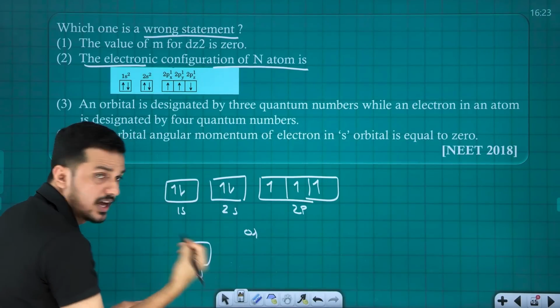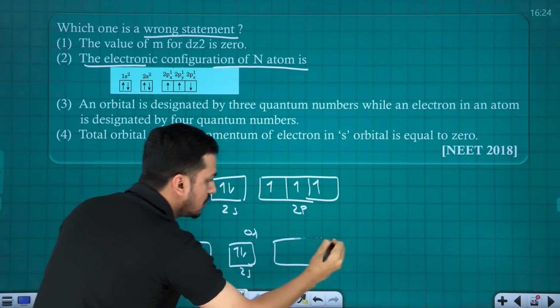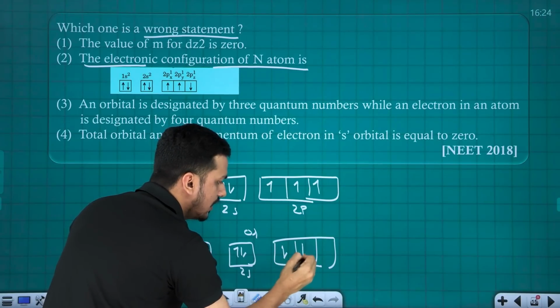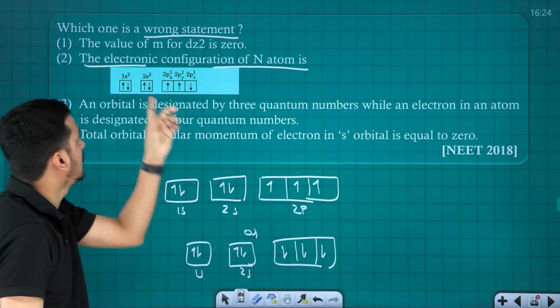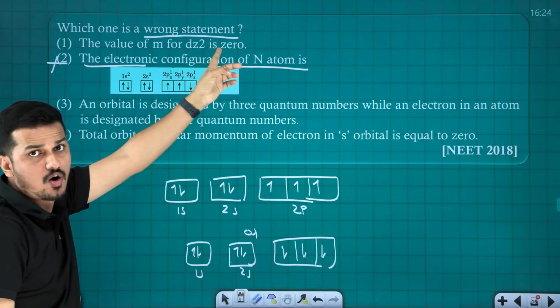Or else it should be like this: 1s, then 2s, and then everything in anti-clockwise. No problem, that also is no problem. But here 2 are clockwise and another one is anti-clockwise. That is wrong. So this is the correct answer, the wrong statement.